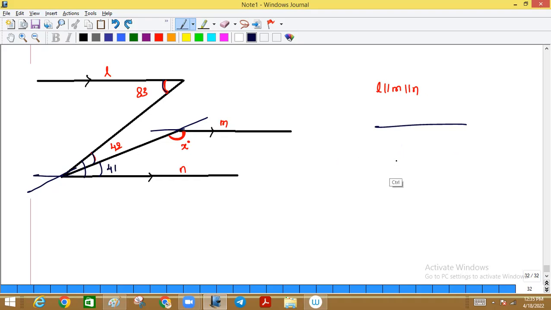Okay. What is their sum? X plus 41 is equal to 180. X is equal to 139 degrees. Is that clear?